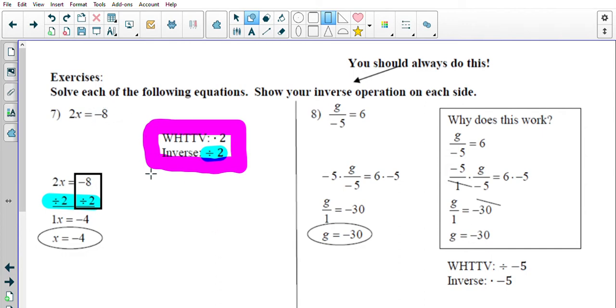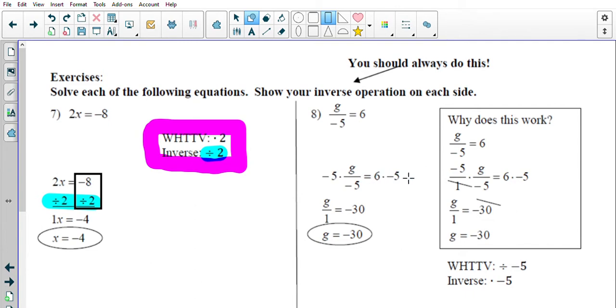Let's take a look at number 8. g over -5 equals 6. So we represent division with a fraction bar, but remember the fraction bar represents division. So what's happening to the variable, we're dividing by -5. The inverse is to multiply by -5. So we show that on each side. I typically actually show it below instead of off to the side, but you can choose to show it wherever you want, as long as whatever you do to the left side of your equation, you also do to the right, to keep it balanced.